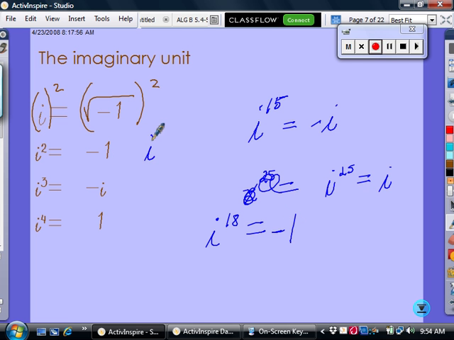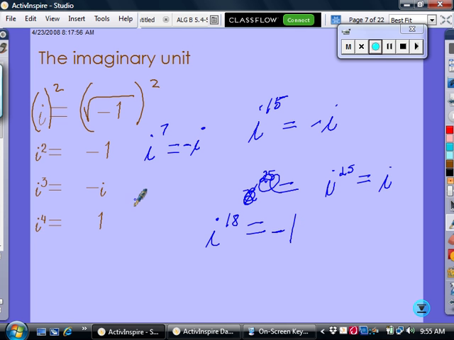What about i to the 7th? Well, here's 4. So here's 5, 6, 7. i to the 7th is the same thing as i to the 3rd, so that's equal to negative i. It's a pattern, and it goes in multiples of 4. So here's i to the 1st, i squared, i to the 3rd, i to the 4th, i to the 5th, 6th, 7th, 8th, 9th, 10th, 11th, 12th, 13th, 14th, 15th, 16th. It's a pattern.